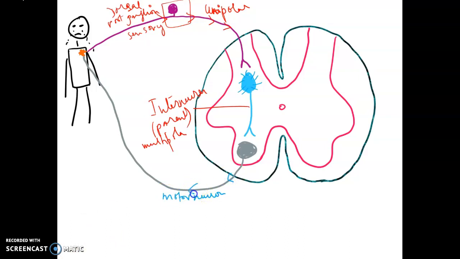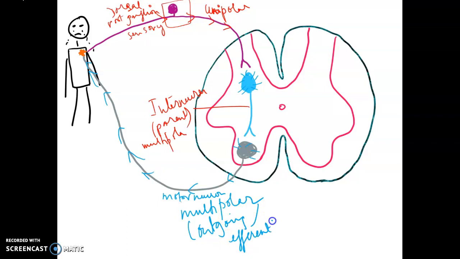The motor neuron carries the command to the effector, in this case the skeletal muscles here. Okay, so the motor neuron is also multipolar structurally. It carries outgoing information, also known as the efferent pathway, and this would be the afferent pathway. Okay, one more thing.